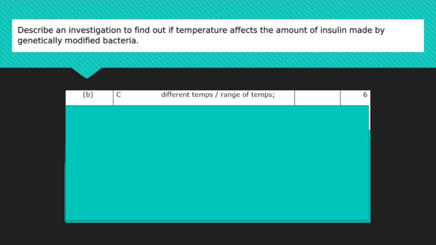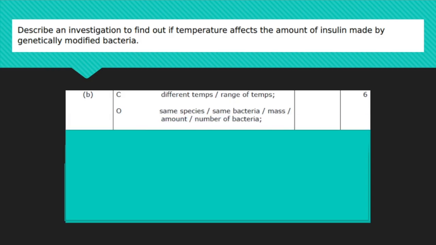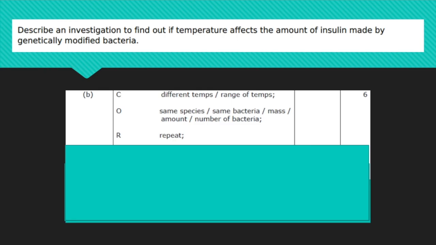The O is the way in which the organism is the same. So we've got to think, well, what is the organism here? It's the genetically modified bacteria, that's the thing that's alive. And again, same kinds of things. Same species, same mass, same type of bacteria, and here they're talking about same amount, number, etc. So remember, we're picking the most appropriate from that list that we've gone through before. R stands for repeat, so we're just going to simply repeat.